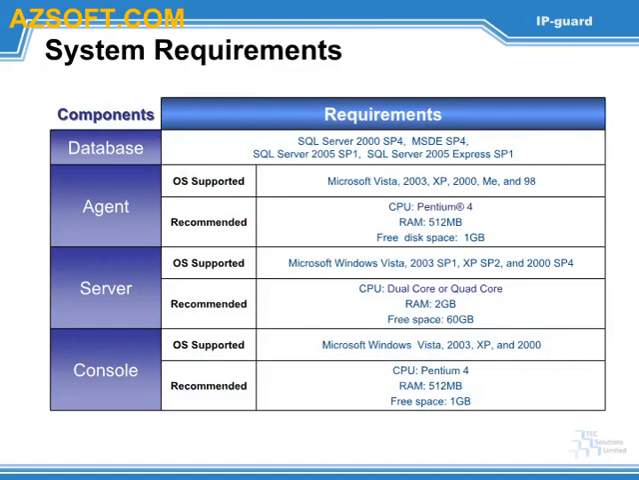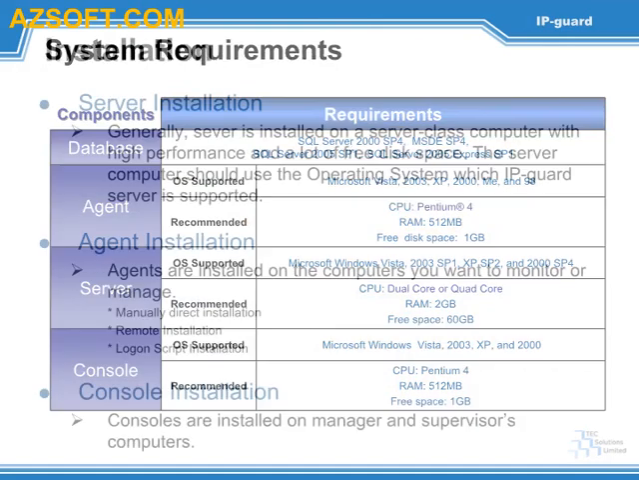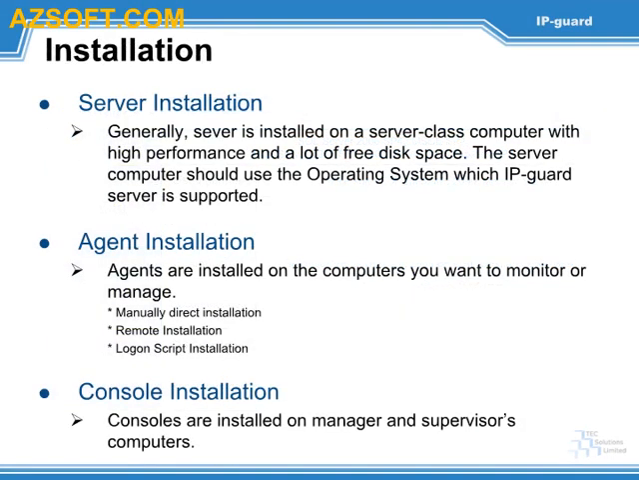Here are the system requirements of IP-guard. Here is how you can install IP-guard for three different components. Server installation: generally, the server is installed on a server class computer with high performance and a lot of free disk space. The server computer should use an operating system which the IP-guard server supports.